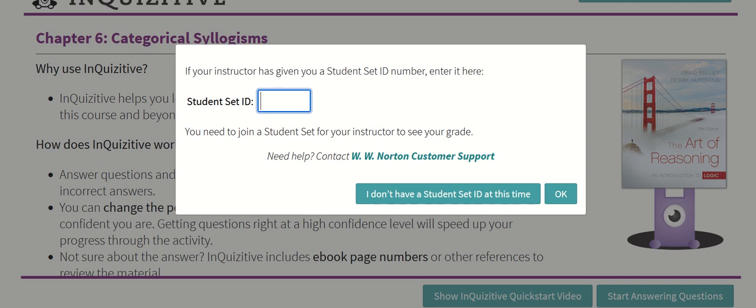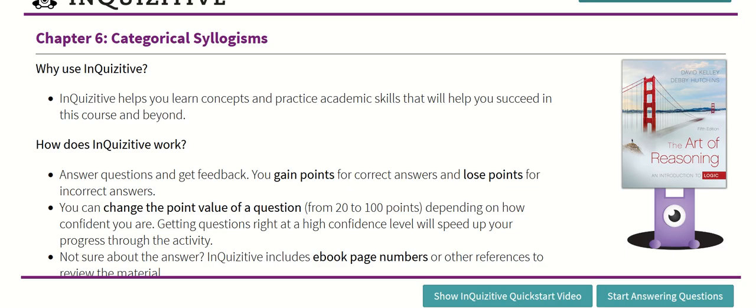So here it's asking me for my student set ID, which I don't have, but apparently that's okay. So why use Inquisitive? Inquisitive helps you learn concepts and practice academic skills that will help you succeed in this course and beyond. How does it work? Answer questions and get feedback. You gain points for correct answers and lose points for incorrect answers. You can change the point value of a question from 20 to 100 points depending on how confident you are. Getting questions right at a high confidence level will speed up your progress through the activity.